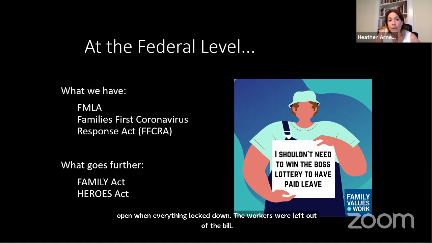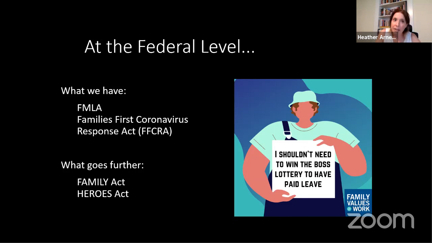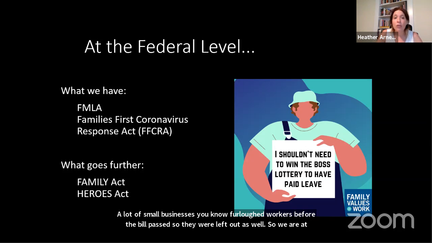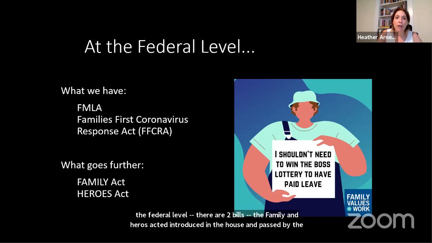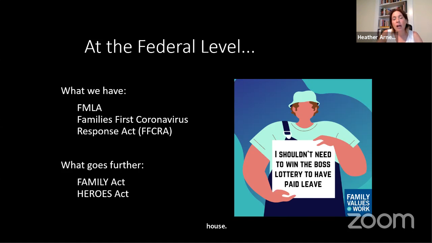There are two bills, the Family Act and the HEROES Act, that were introduced in the House and passed by the House, but the Senate has not picked them up. Those bills do include those workers, and we are in strong support of them. And Josie, while you're in your training, we'll be able to forward you more information about those.